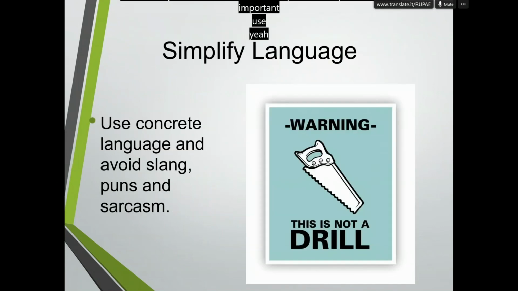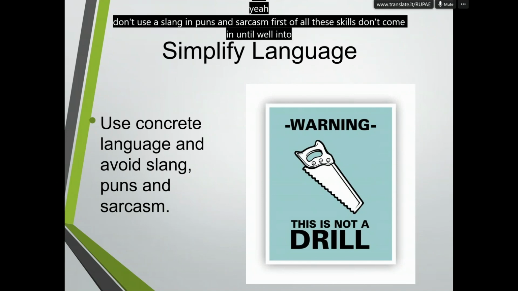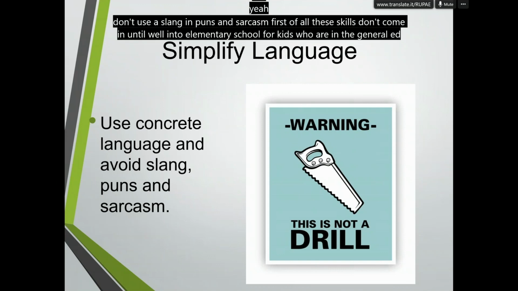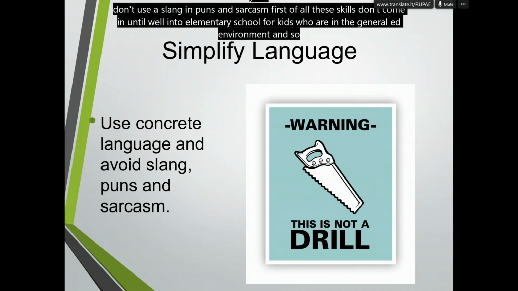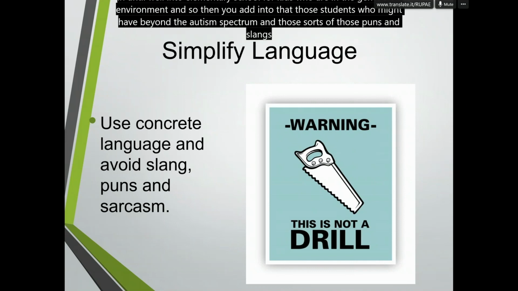Don't use slang and puns and sarcasm. First of all, these skills don't come in until well into elementary school for kids who are in the general ed environment. And so then you add into that those students who might be on the autism spectrum, and those sorts of puns and slangs are very difficult to understand and may be taken very literally and impact understanding.